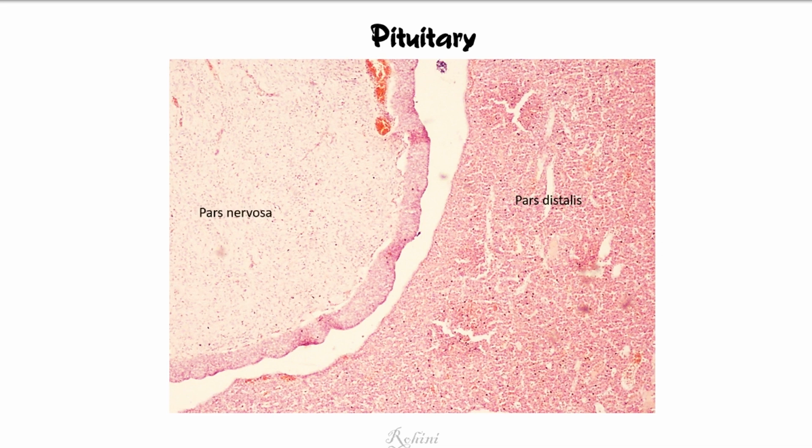Chromophobes are lightly stained, undifferentiated cells. Chromophils are the acidophils and basophils.